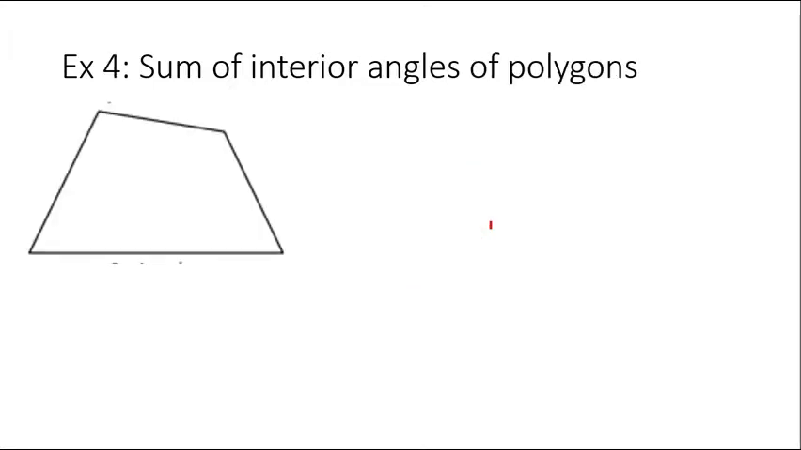Okay, let's get into example 4. Using that formula, the sum of the interior angles, we're going to find the sum for all of these shapes. So what you have here is a shape, so just count the number of sides. It's 1, 2, 3, and 4. A 4-sided shape we call a quadrilateral. So the number of sides is 4.